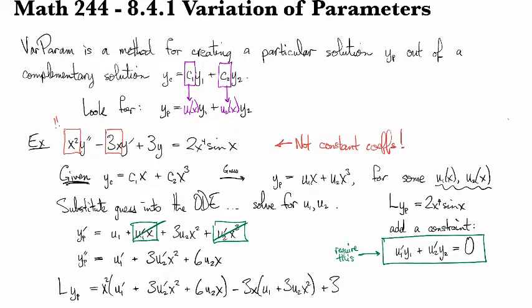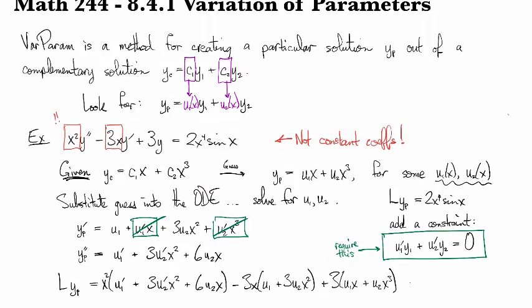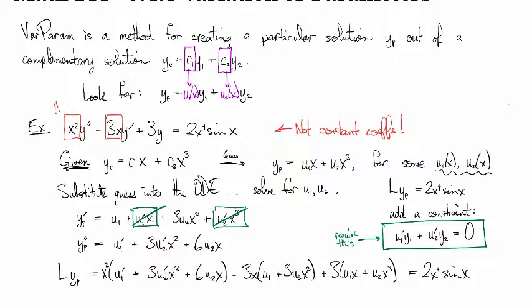Oh, sorry. y is u1 times x plus u2 x cubed. And this is all supposed to be equal to 2x to the 4th sine x. Okay, so let's see what we've got then.